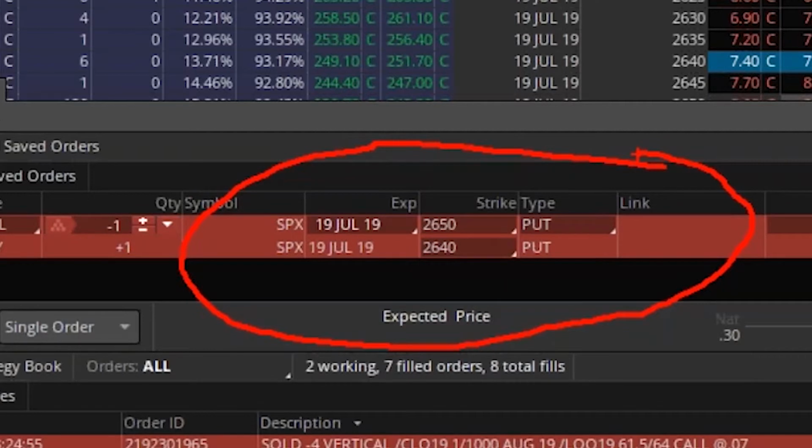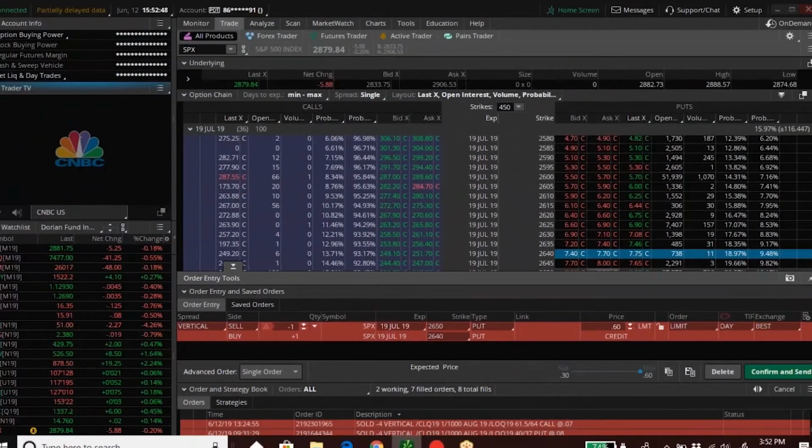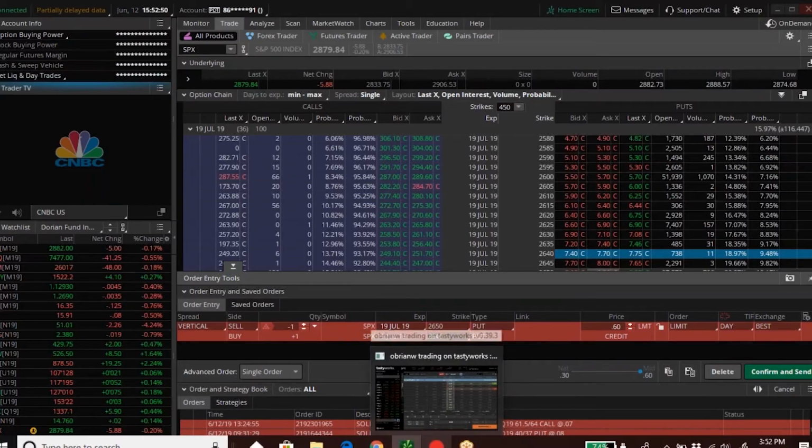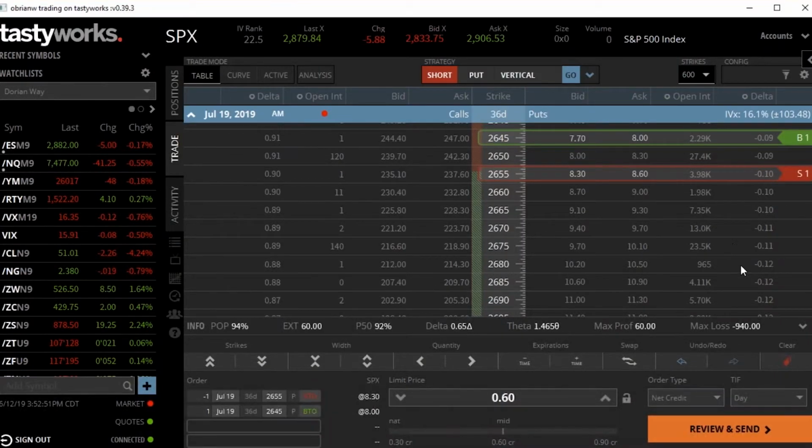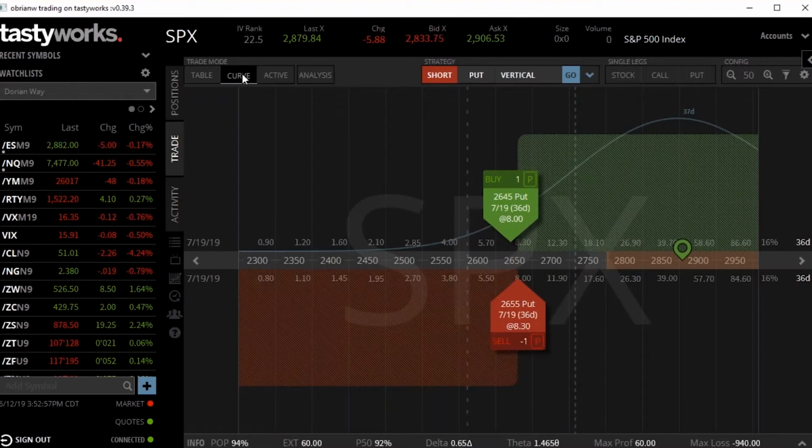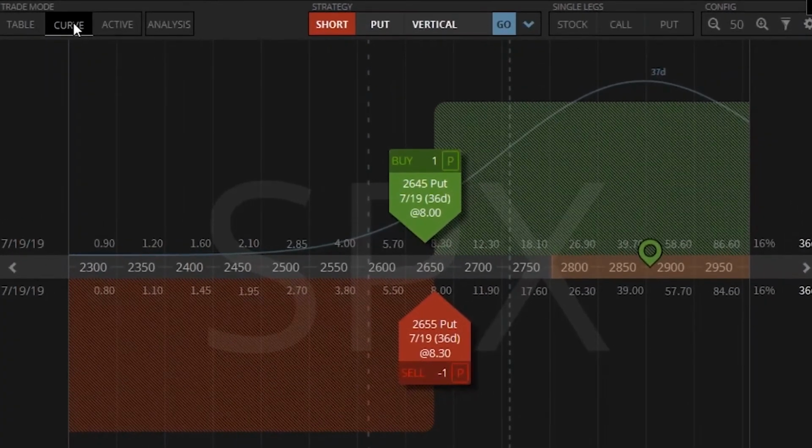All right, so if we jump back to the TastyWorks platform, we're going to look at this selling of a put spread on the curve view. All right, so this is how it looks on the curve view. It's just basically saying that if the market, the SPX, stays above the 26.55, which is your short strike here, then you're going to win. You're going to win as long as it stays above that strike.